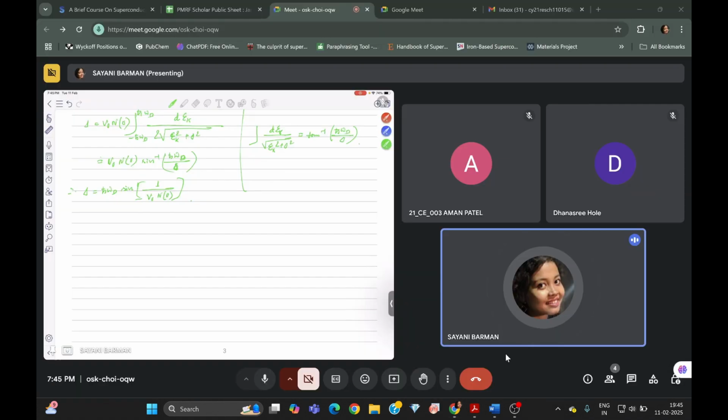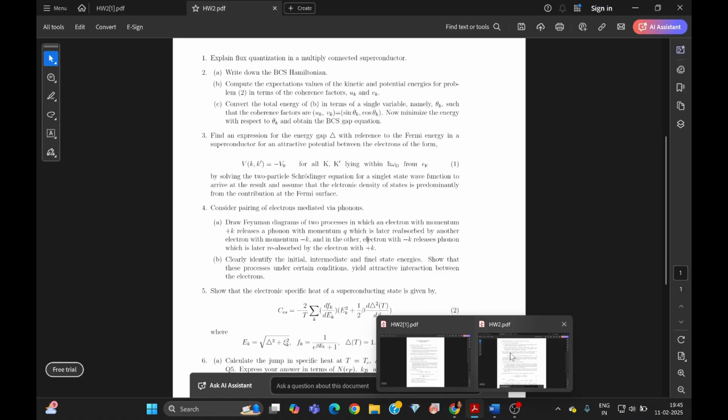And anything more asked in the question? Assume that the electronic density of states is from the contribution of the Fermi surface. Right, we have already included that, so nothing more has been asked. Now the fourth question is: consider pairing of electrons mediated via phonons. Okay, so draw Feynman diagrams of two processes. We'll first draw the two processes.